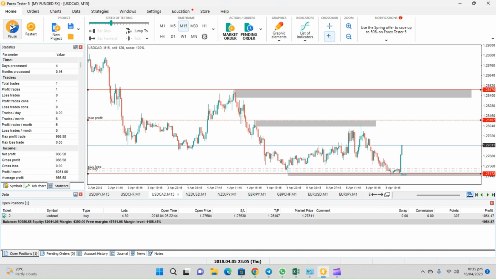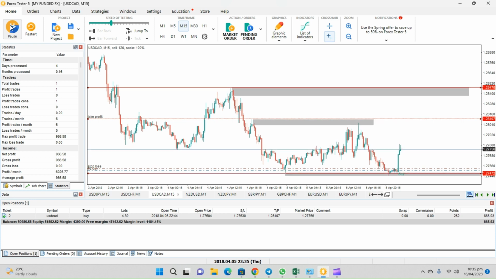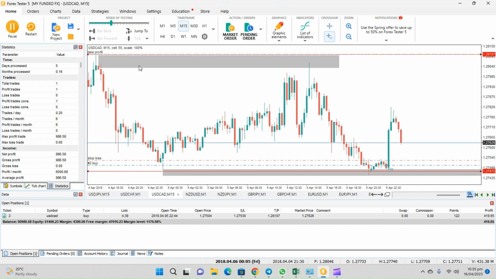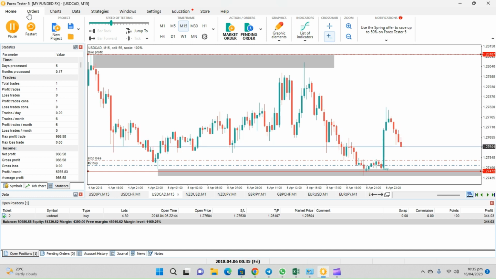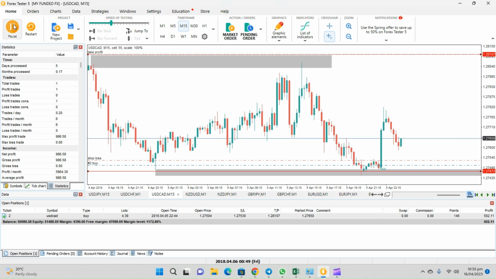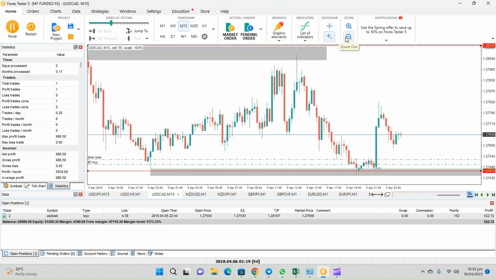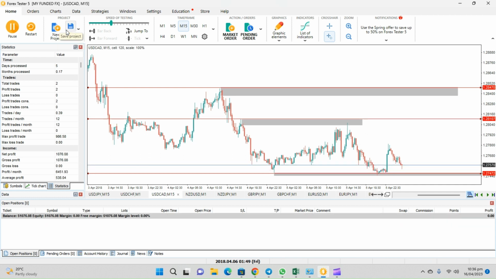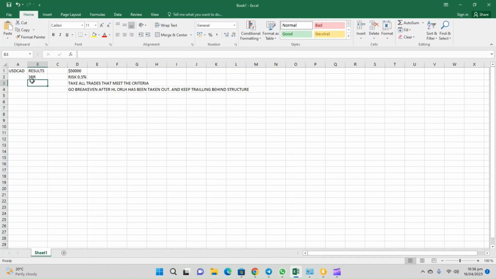Let's let it play out. That was a beautiful pump to the upside, man. So we're about to be taken out here for a break even by that retracement. Let's see if it's going to take us out. Oh shit. Dang. So the next trade is a break even trade.